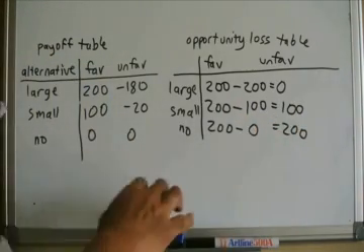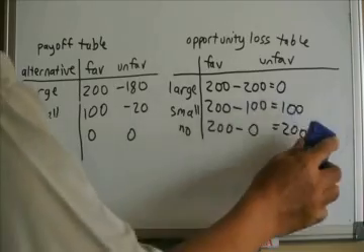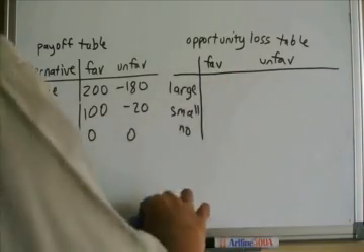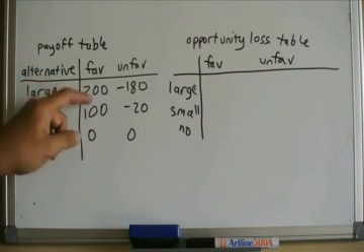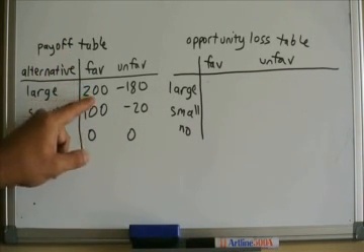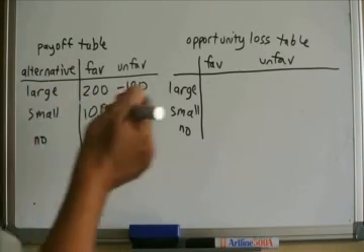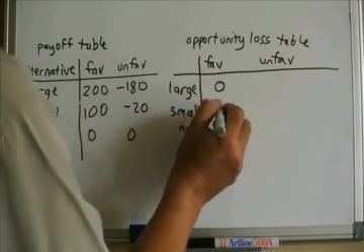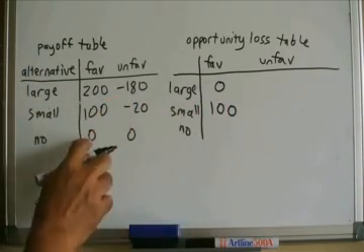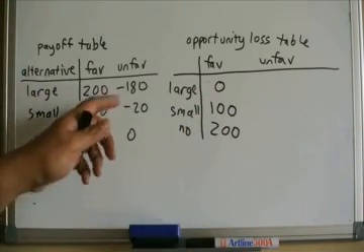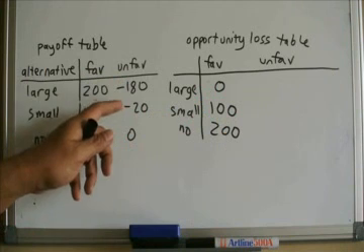Let me repeat it one more time. Between these three values in the payoff table, the biggest is 200. So subtract from 200. 200 minus 200, 0. 200 minus 100, 100. 200 minus 0, 200. Okay. Now do the same thing for unfavorable.